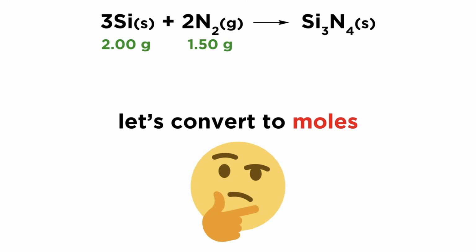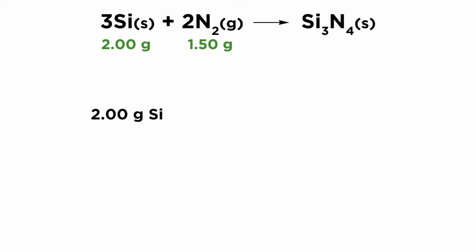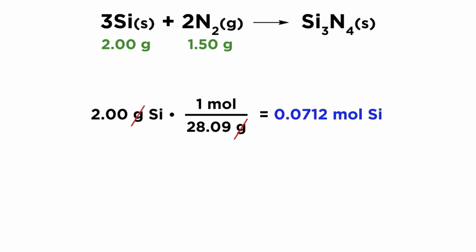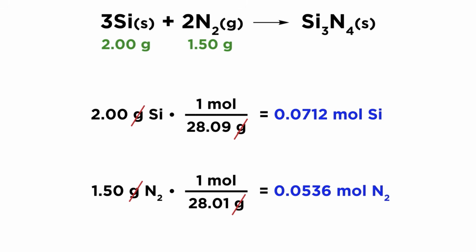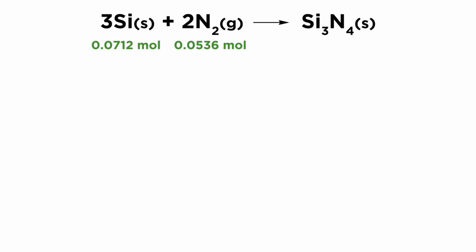Well, the grams tell us nothing. We have to convert to moles. Let's use the molar masses of silicon and nitrogen to convert these into their respective molar quantities. So 2 grams of silicon divided by its molar mass gives us this many moles of silicon. Let's do the same with our mass of nitrogen, and we end up with this many moles of nitrogen. Let's replace our gram values here with the molar quantities we just calculated.